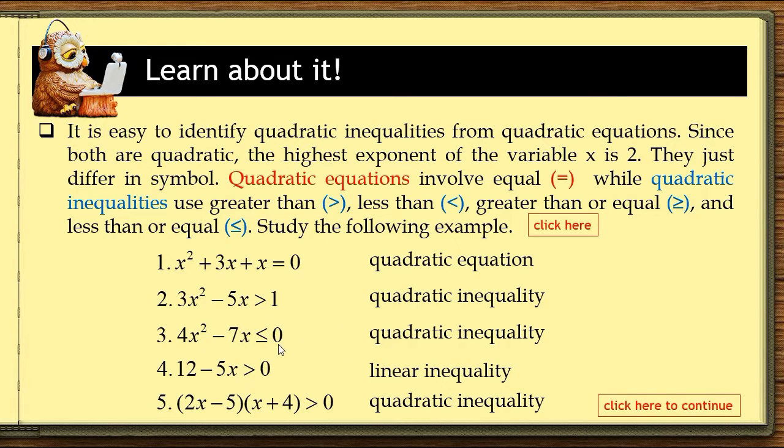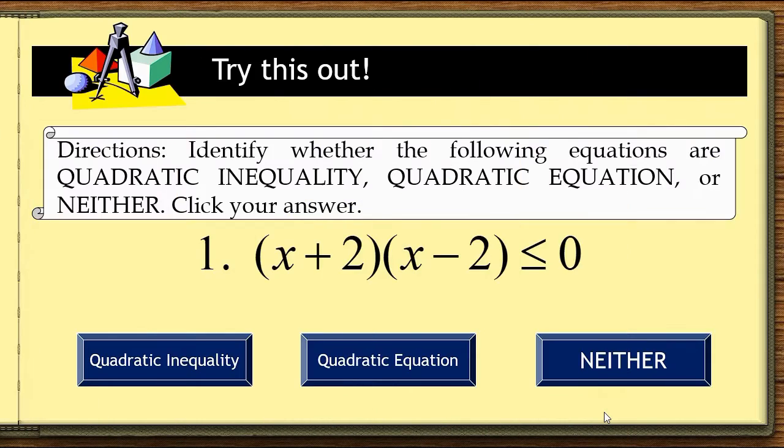The third example is also a quadratic inequality. It uses the symbol less than or equal, and the highest exponent of the variable is also 2. The fourth example is a linear inequality, since the exponent here of the variable x is 1. Example number 5 is a quadratic inequality. The expression to the left is transformable into quadratic. Let us check your understanding.